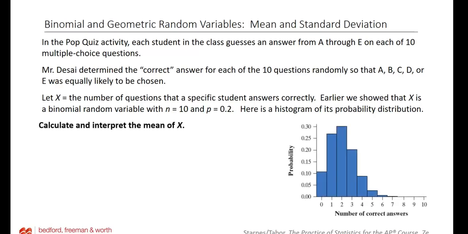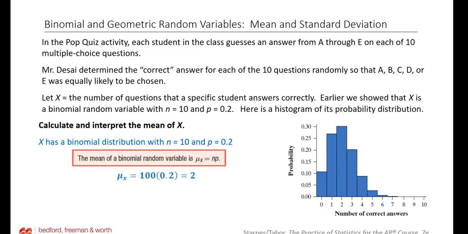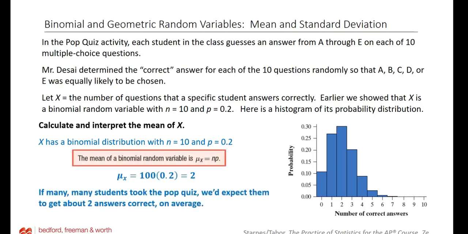Calculate, interpret the mean. So the mean is 10 times 0.2, which is 2. So the average amount of correct answers you would get on this pop quiz would be 2 if you did many, many trials. Let's see what it says. If many, many students took the pop quiz, we'd expect them to get 2 answers correct on average. Good.